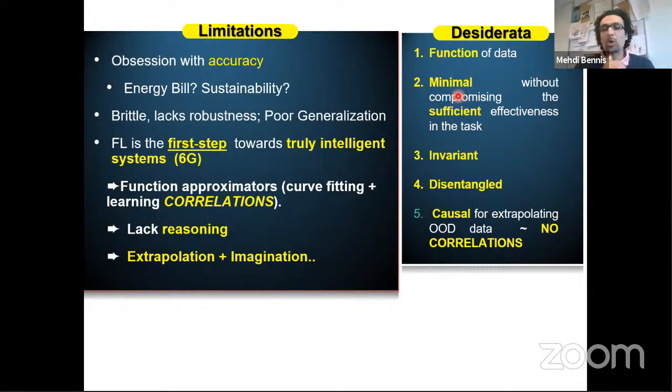Number 5, of course, causality. 2021 should be the year of causality. We already see today that you can run some tests and play a little with learning correlations. As soon as you add noise, it fails, because essentially you're not learning any robust model. So robustness and causality go hand in hand.